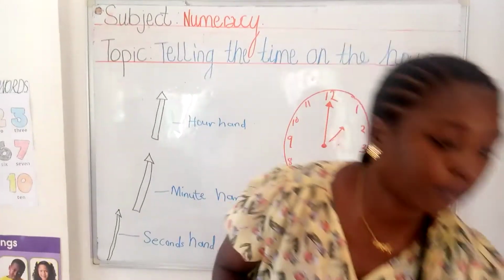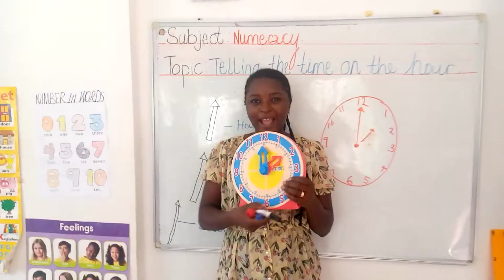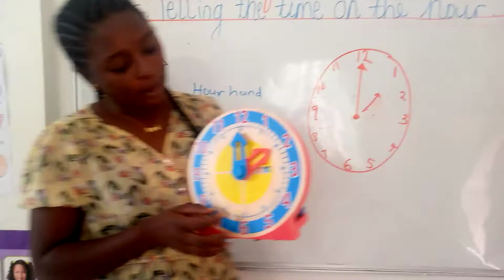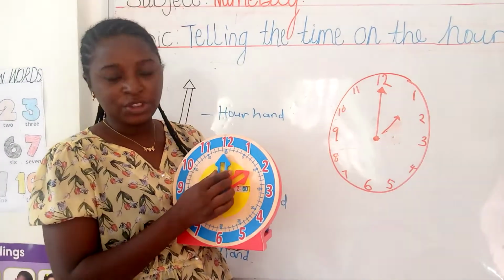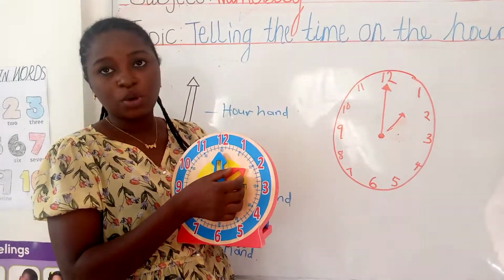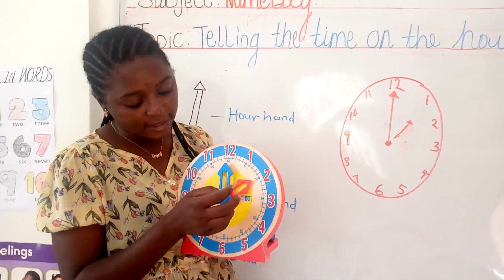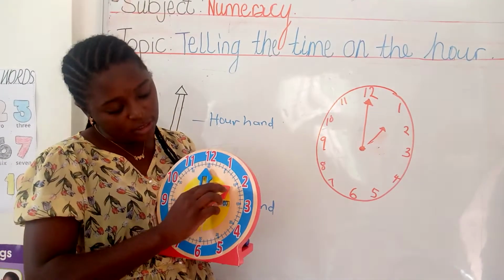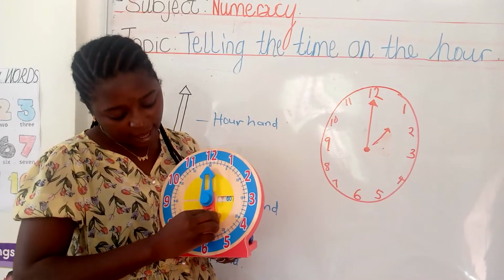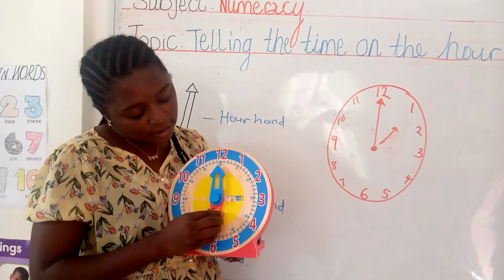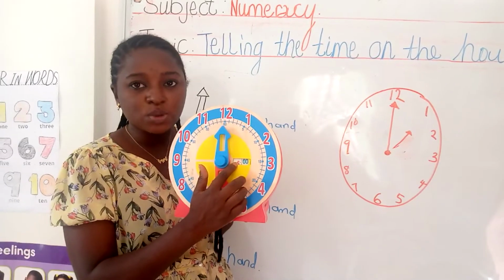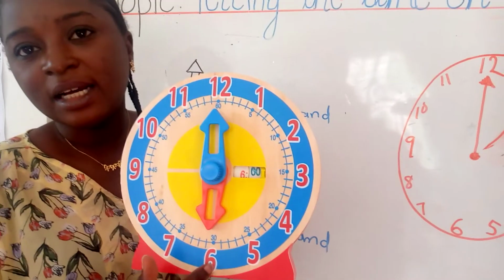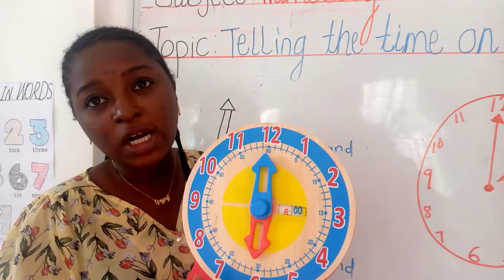Let me show you something. Now, how many of you like my clock? You like it? Alright, look at this, my clock. This one is the long hand, which is the minute hand. And this one is the hour hand. Is that okay? That's the hour hand. Now, if I turn this minute hand, what time is it? Look this way, look this way. Can you see here? What time is it? It is pointing at 6. That means it's 6 o'clock.